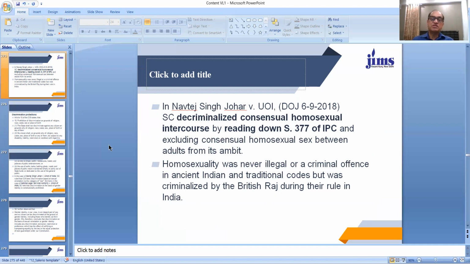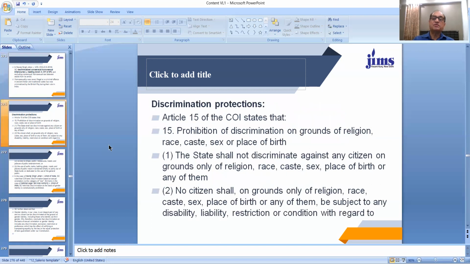Dear students, homosexuality was never illegal or a criminal offense in ancient Indian and traditional codes, but was criminalized by the British Raj during their rule in India by introducing Section 377 in the Indian Penal Code. If you look at the provisions prohibiting discrimination in our Constitution, Article 15 of the Constitution of India states the prohibition of discrimination on grounds of religion, race, caste, sex, or place of birth.